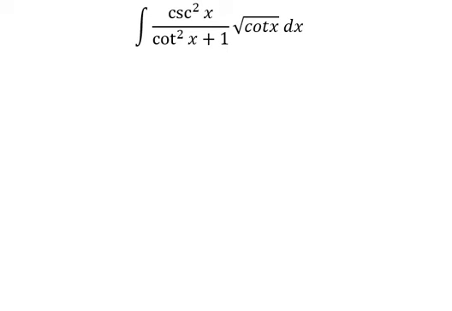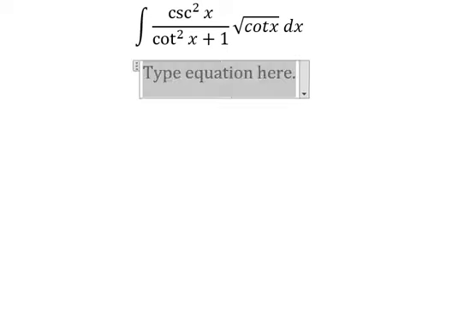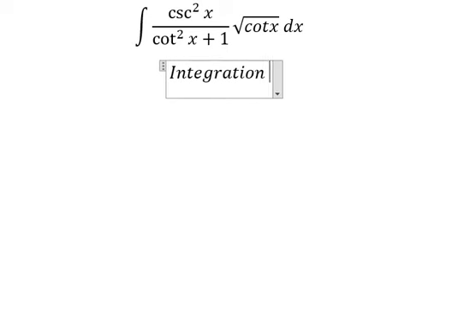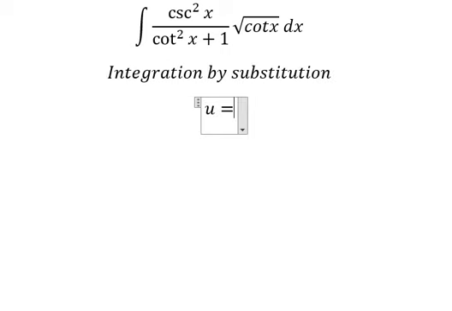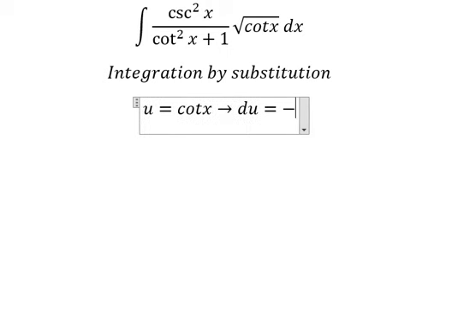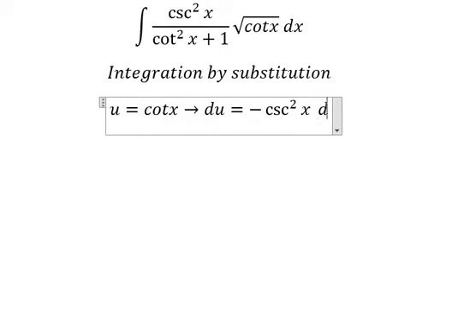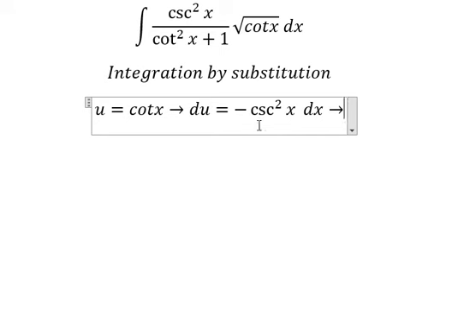Next, we need to use integration by substitution. So I will put u equals cotangent s. Later, we do the derivative for both sides, and we have negative cosecant squared s ds. Because we don't have the negative sign in here, I will put the negative to the left.